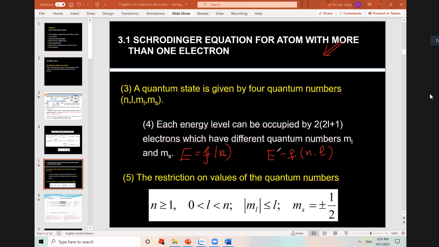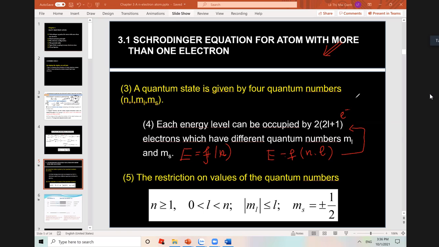Yes. So from this, you can see that one energy level can be occupied by 2 multiplied by 2l plus 1 electrons, different electrons. Yes, because energy does not depend only on n, but also on l. So one energy state can be occupied by 2 multiplied by 2l plus 1 electrons.